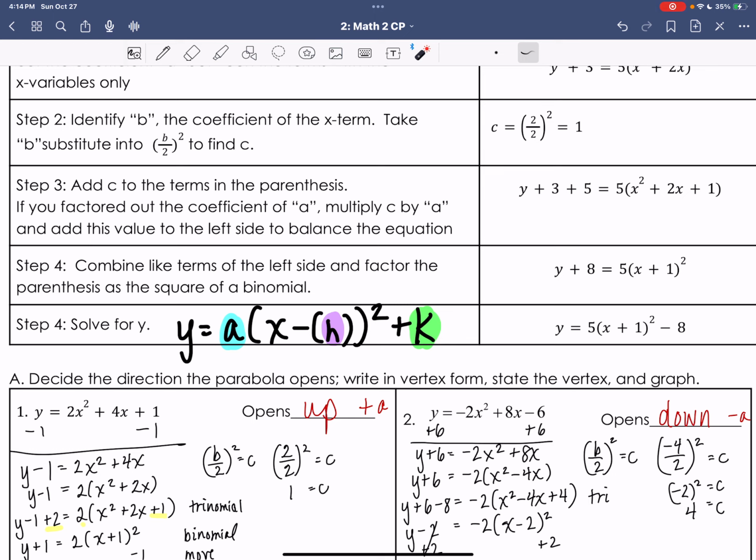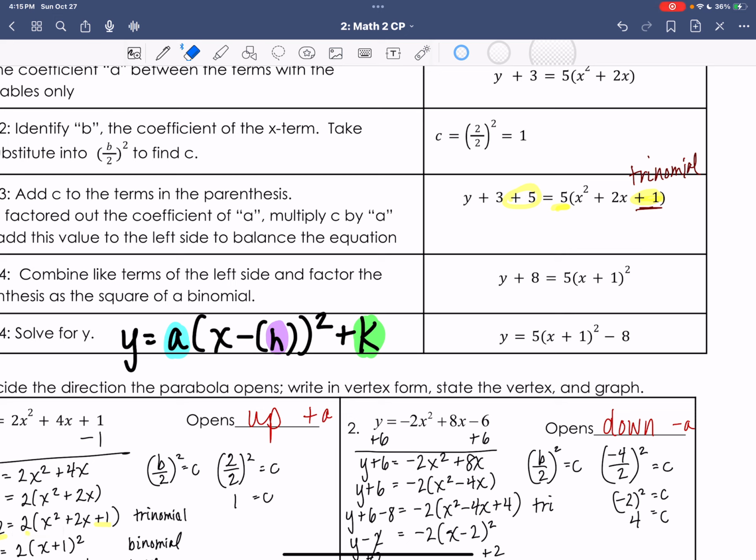So here we figured out what b is, so here we had to make our trinomial by doing that. And then remember, we're not just adding a 1 over here, we're adding a 5 because it's 1 times 5. So you're adding to both sides. Then once you've got that, you're going to make this into that. So you're going to do a trinomial to a binomial. I'll rewrite that a little bit better.